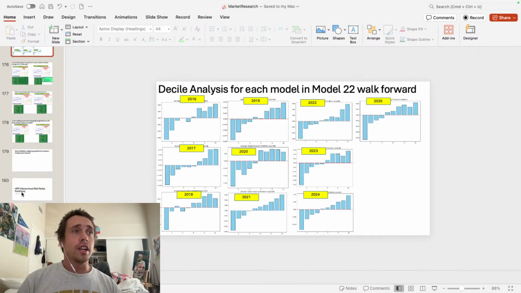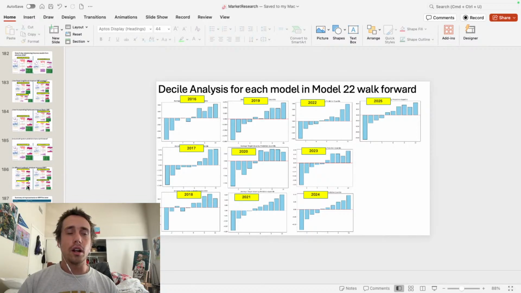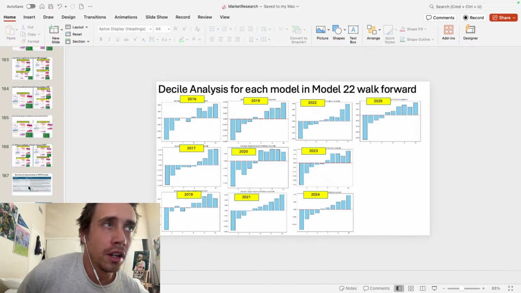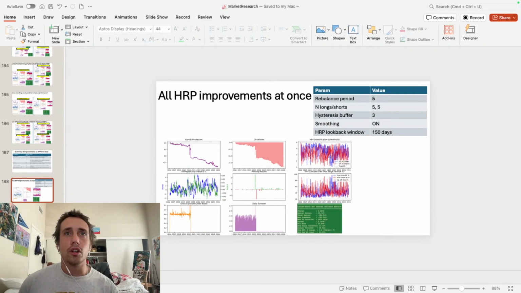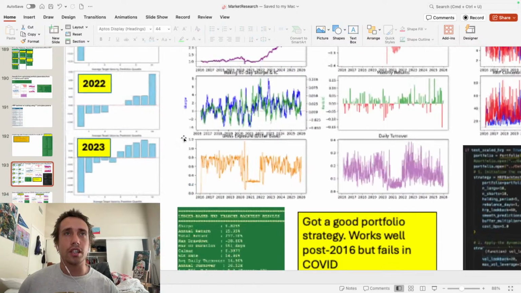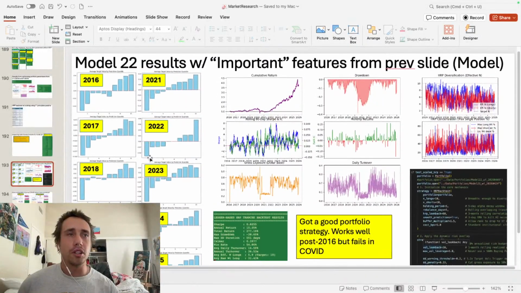So what next? Next I looked at trying to improve this walk forward analysis. So I'm using only the metrics that were deemed important: everything that has a coefficient of variation less than 1 while still having a mean importance above 0.05. Here are the results, the decile analysis charts with that model. And they look a little bit better, but still not perfect.